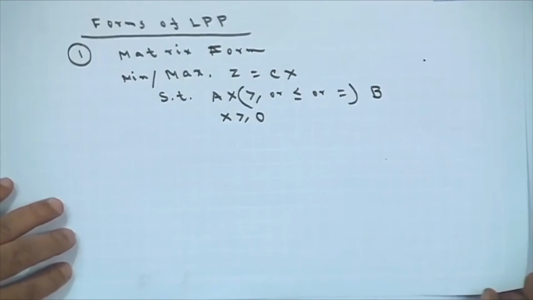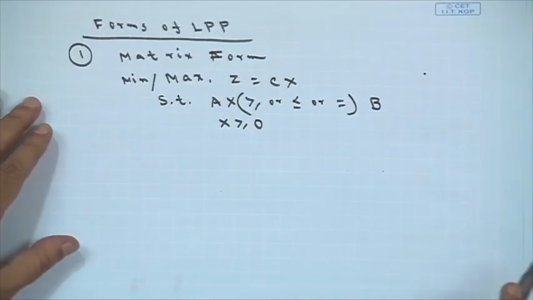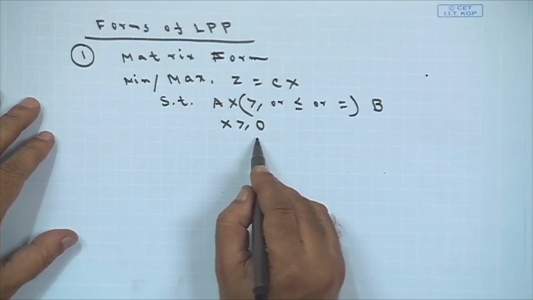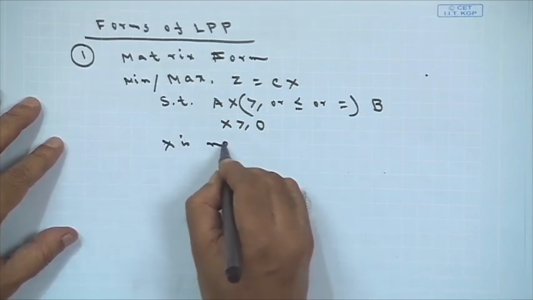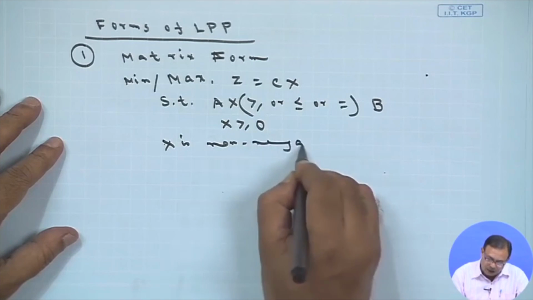One more thing can come here: we always say x greater than equals 0, or x is non-negative, right.